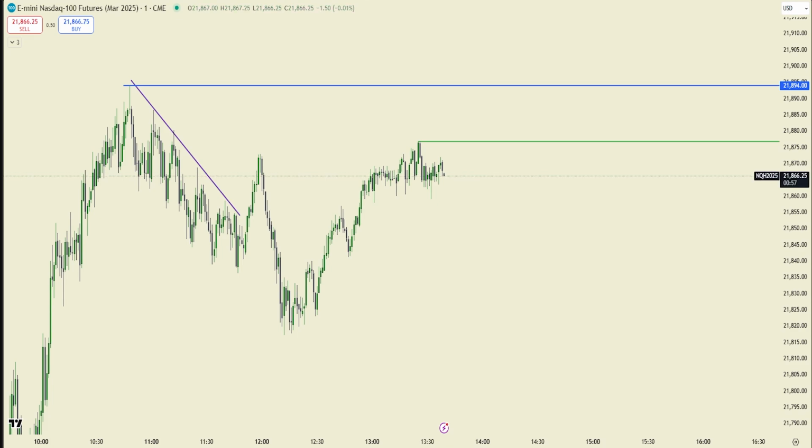Models? Okay, so you just want me to go over basically my model for how I take trades? What I look for. Okay. So yeah, I can do that.